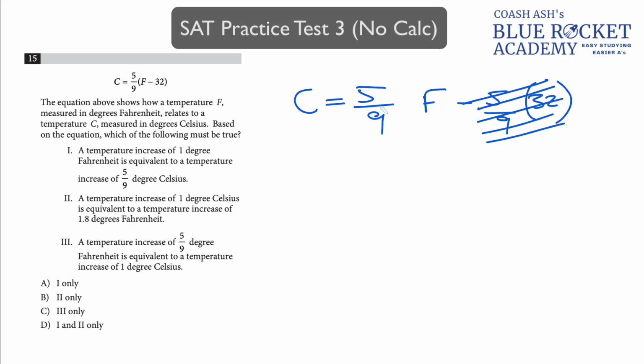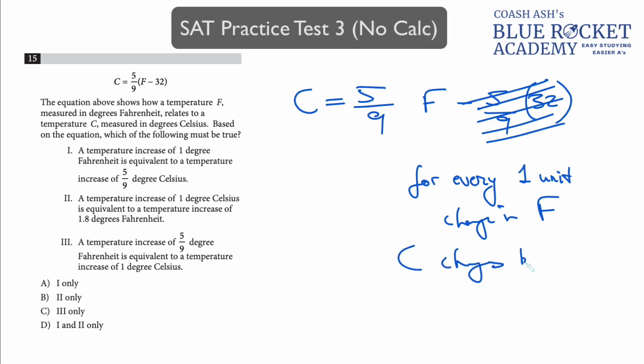So when you have this equation here, with just C on the left hand side and the right hand side is a variable and a number, then you always want to remember that for every 1 unit change in F, the left hand side, C, changes by 5/9. So C changes by 5/9 if F changes by 1. That's the main idea. Remember this. So a temperature increase of 1 degree Fahrenheit is equal to a temperature increase of 5/9 in Celsius.